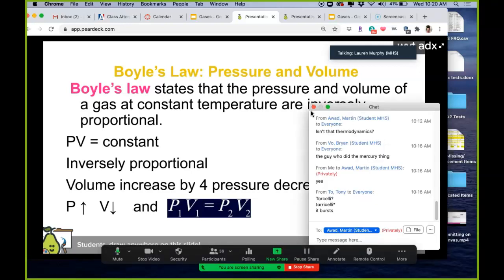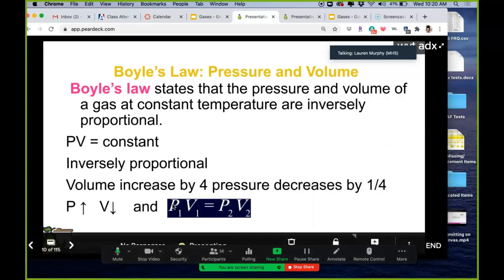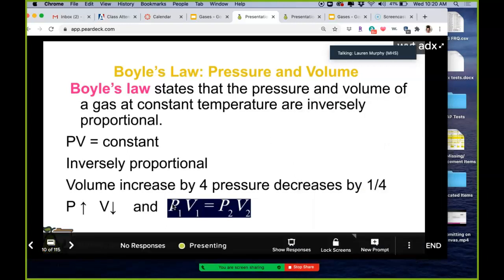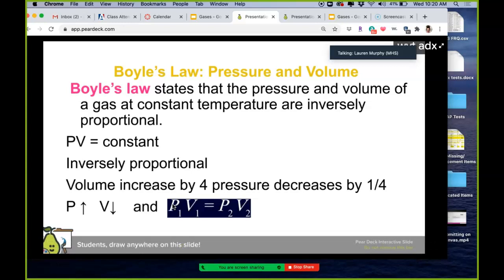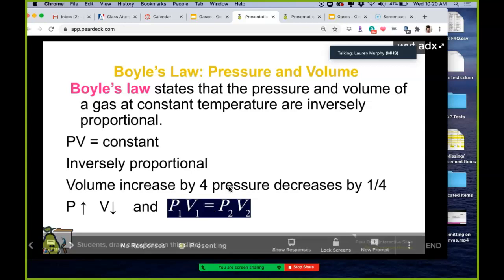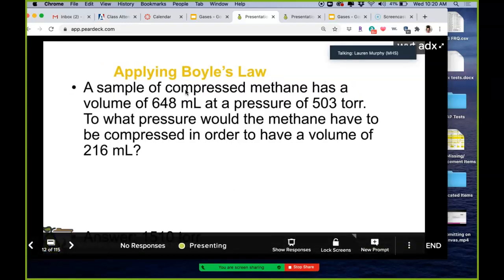Pops, right? And it pops because there's too much pressure. So decreasing volume increases pressure. That's an inverse relationship, and it's represented by P1 V1 is P2 V2. So let's go do some wonderful, easy math.